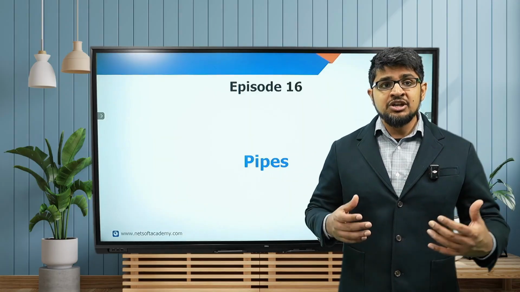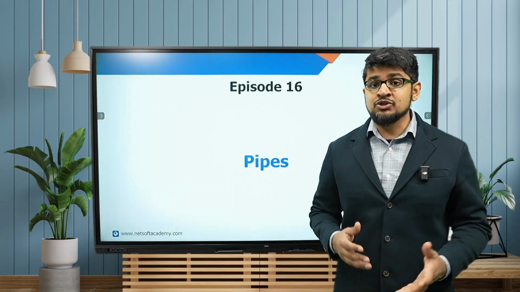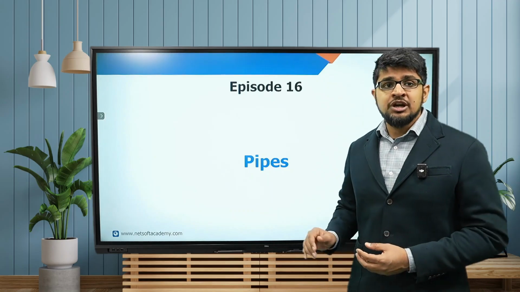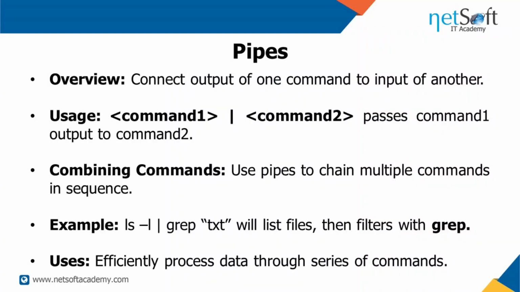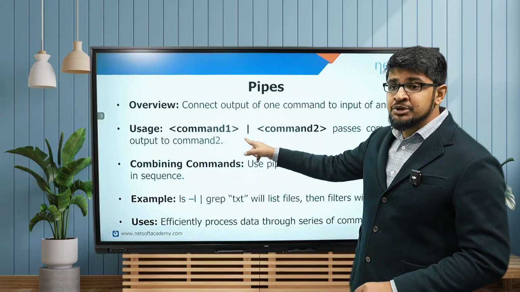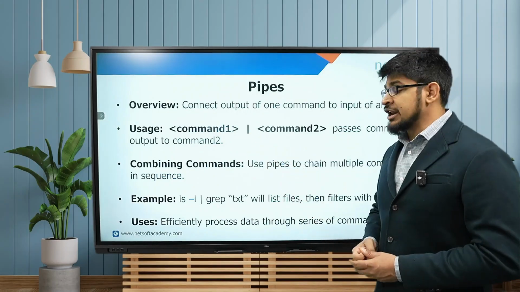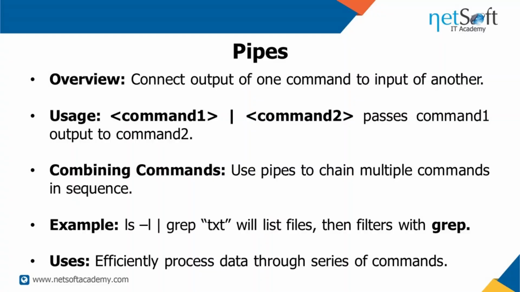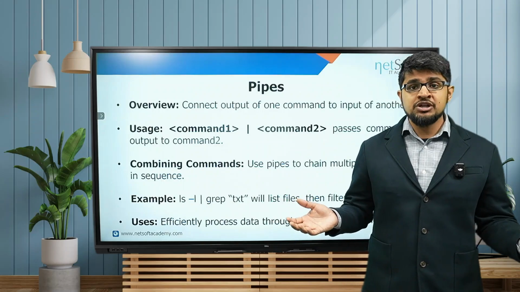So the idea is, in order to process multiple commands or multiple tasks against one set of data, you can use pipes to connect the output from one command and make it input for the next command. How you use it is you simply type command 1, and whatever output you get, you use the pipe to forward that into command 2 for further processing. This allows you to combine multiple commands in a sequence in order to fully process the data.